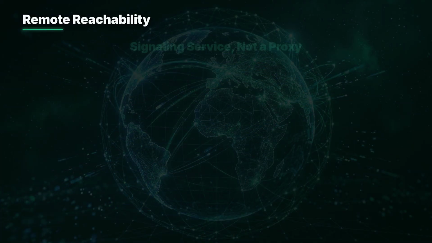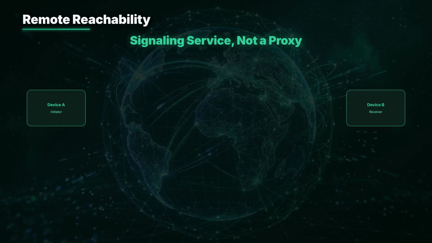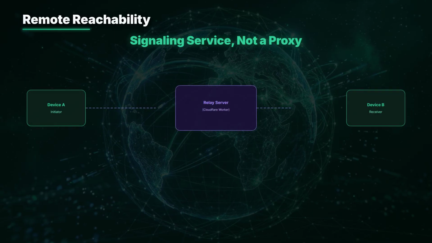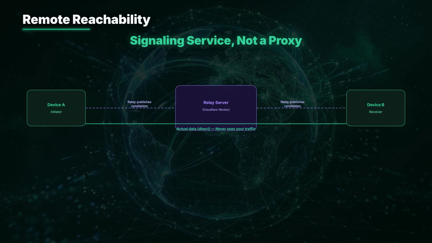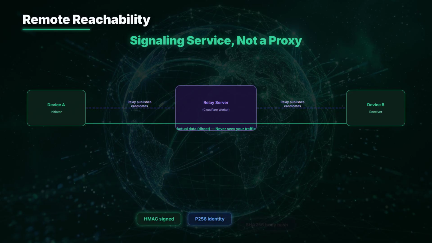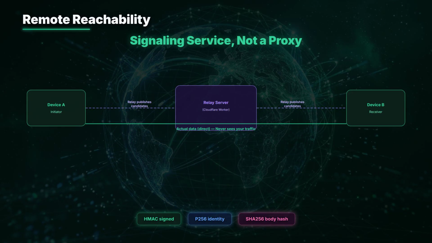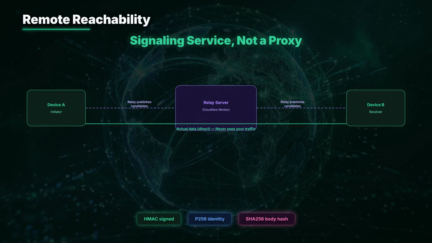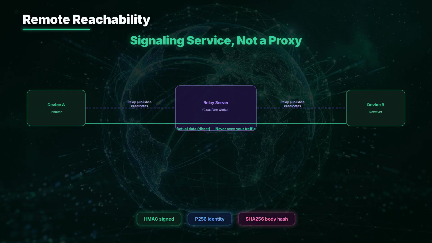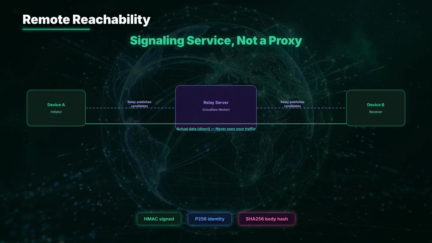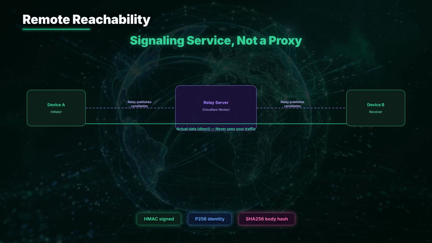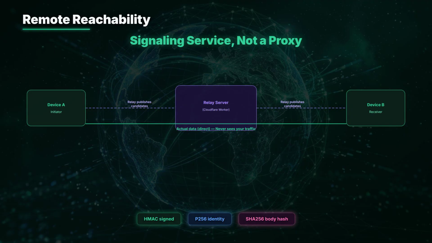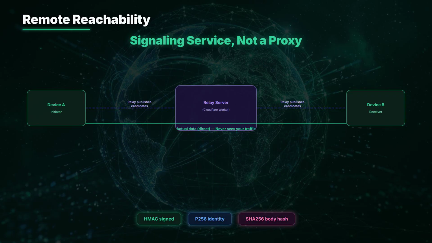Now let me talk about remote reachability, because this is where Loom goes beyond what any other Apple peer-to-peer framework offers. Most frameworks, including Apple's own Multipeer Connectivity, only work when devices are on the same local network or within Bluetooth range. Loom has a full remote access story. The relay system is a signaling service, not a traffic proxy. It does not forward your data through a server. Instead, it helps devices find each other's public IP addresses and ports so they can establish a direct connection.